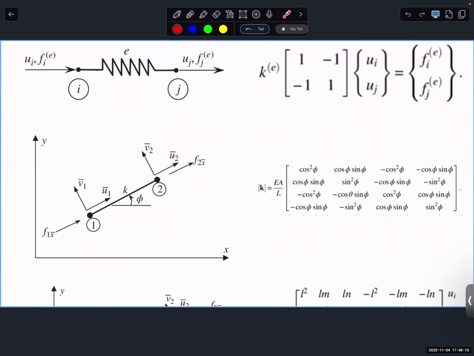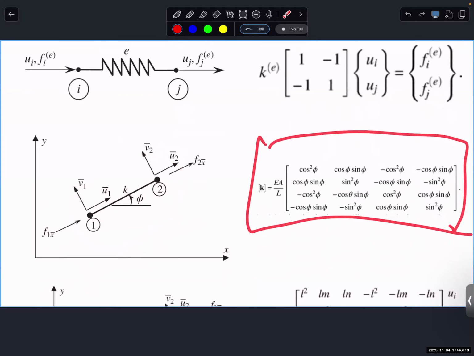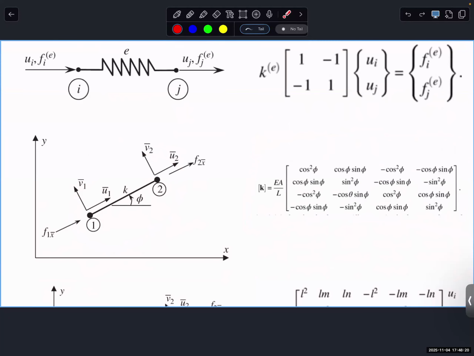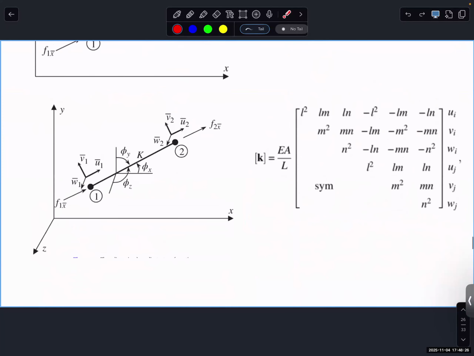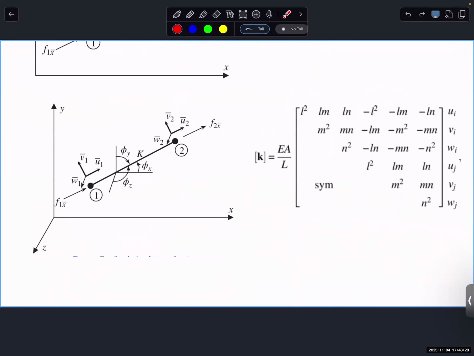For one bar, if we move to 2D space, this is the stiffness matrix for one bar element in 2D space, and this phi angle is the angle with the x-axis. And when this bar can move in 3D space, each node has 3 degrees of freedom. One element has two nodes, so it becomes 6 degrees of freedom. So the matrix becomes 6 by 6, still one bar element in 3D space.